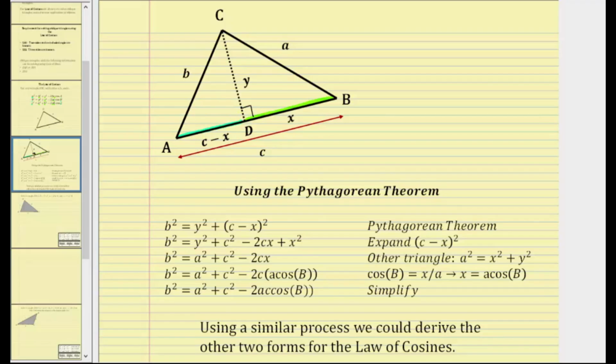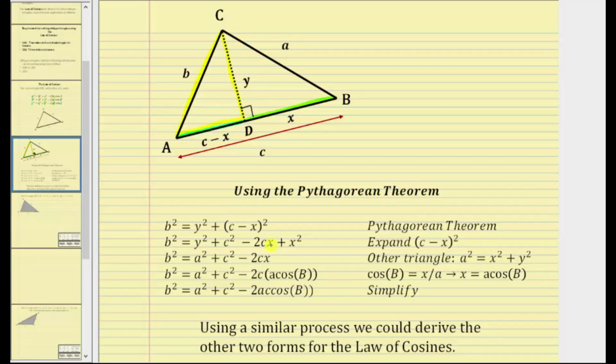And now to begin our proof, we focus on the right triangle on the left and apply the Pythagorean theorem, which gives us b squared equals y squared plus the quantity c minus x squared, which is here in the proof. The next step is to expand the square of c minus x, which gives us c squared minus 2cx plus x squared. And now for the next step, we apply the Pythagorean theorem to the right triangle on the right side, which gives us a squared equals x squared plus y squared, shown here on the right.